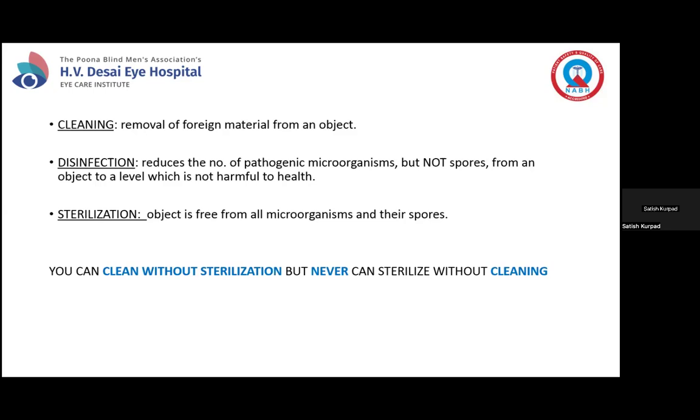If you have not sterilized, you can still clean, but you can never sterilize without cleaning.